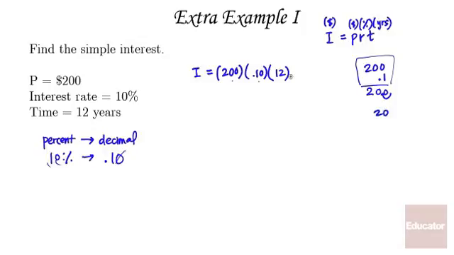So then I have to now multiply the 12. So 20 times 12. 0 times 2 is 0. 2 times 2 is 4. Put a 0 right here. 1 times 0 is 0. 1 times 2 is 2. Need to add. 0 plus 2 is 2. 4 plus 0 is 4. 0 plus 0 is 0. Okay, so then the interest is going to be $240. So over 12 years, you're going to be making this much money.